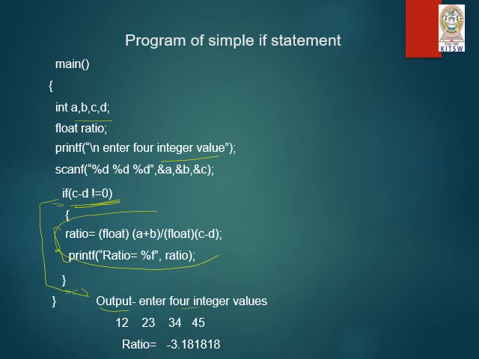And this is the output. Enter four integer numbers. You are giving four integer numbers, and C minus D is not equal to 0. So C minus D, 34 minus 45, is not equal to 0. Then these values are computed, and this is the result, the ratio.